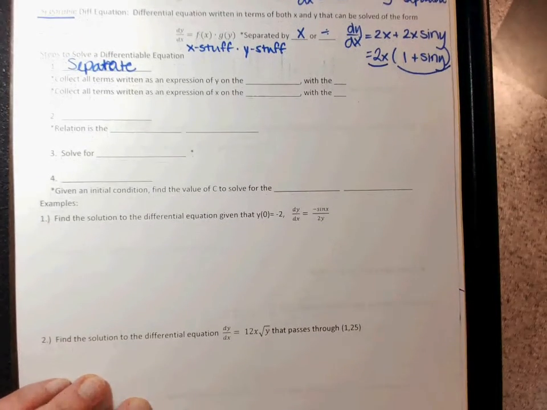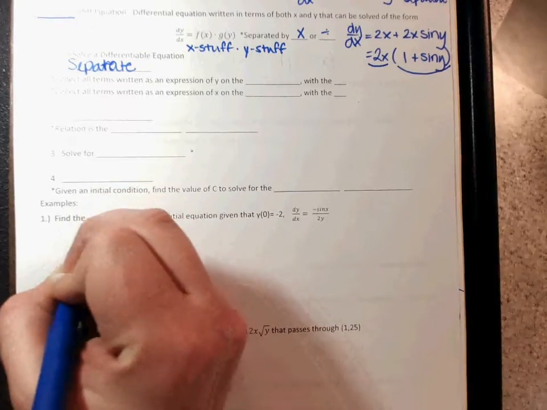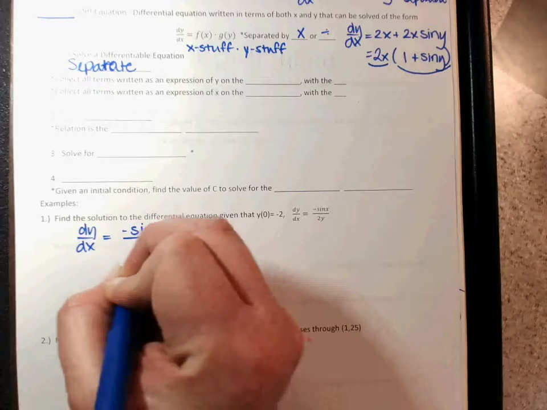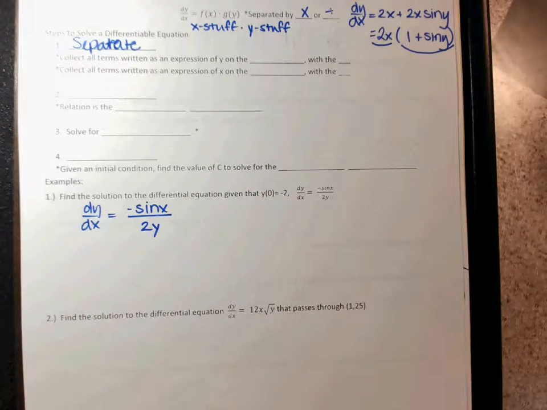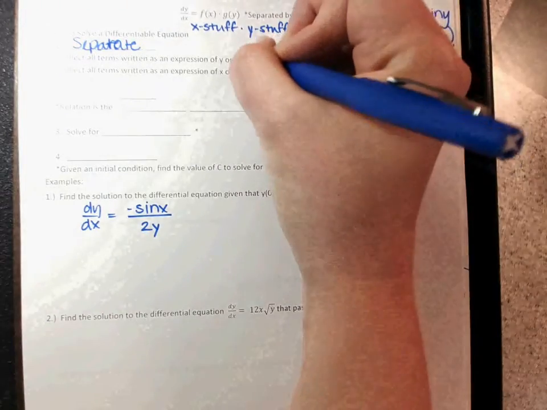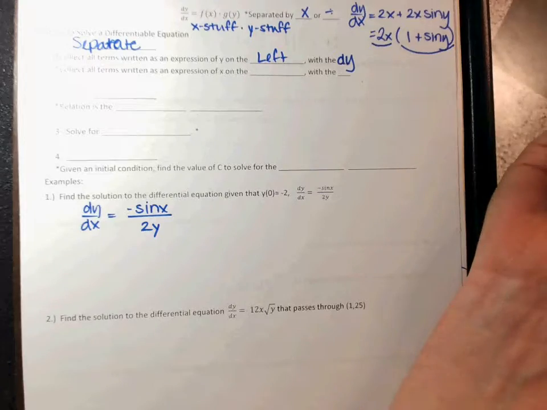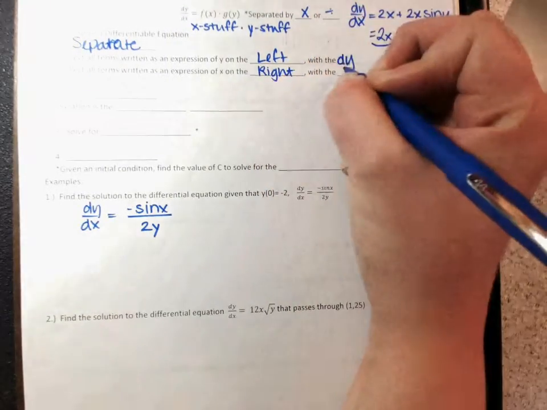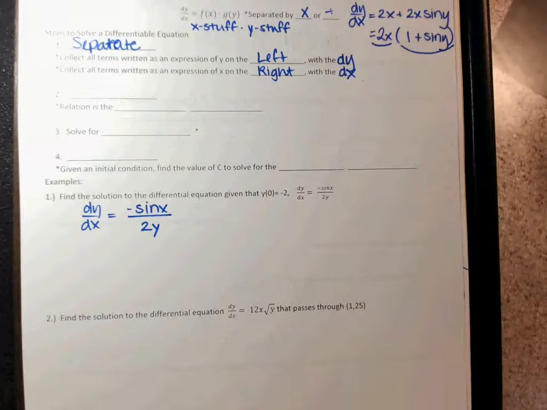So look at number 1. Here is how that looks. I have dy/dx equals negative sine x over 2y. Here is what the separation process looks like. Anything that has a y needs to go to the left with the dy. Anything that has an x is going to go to the right side, and it's going to stay with the dx. Those are kind of like the team captains. You have dy and all the y stuff, dx and all the x stuff.